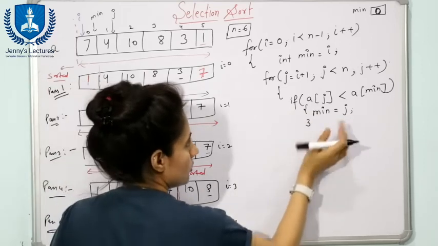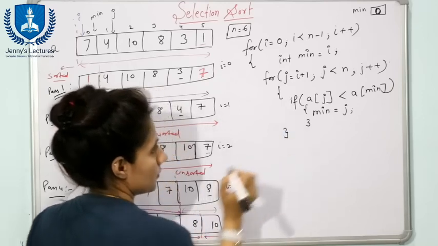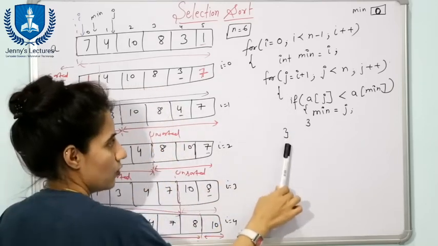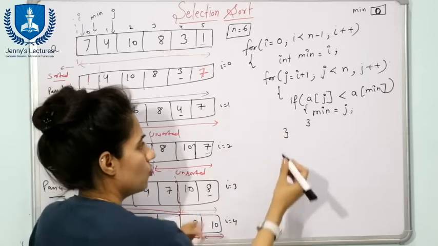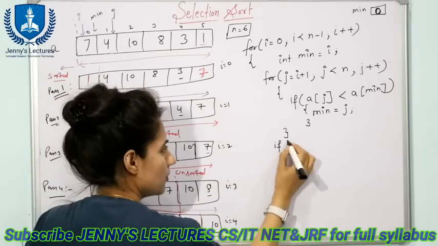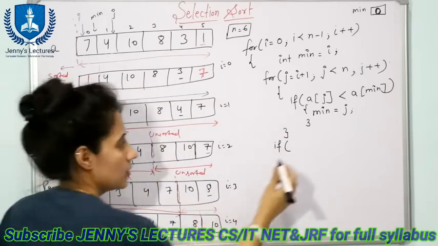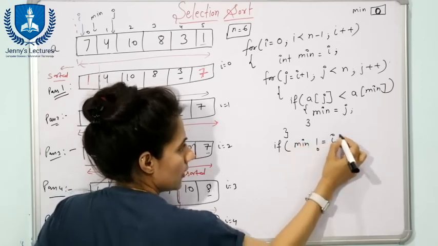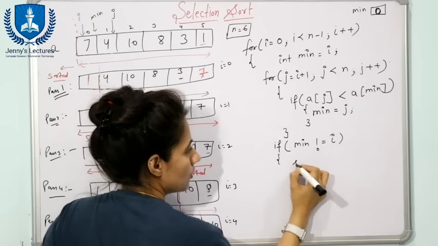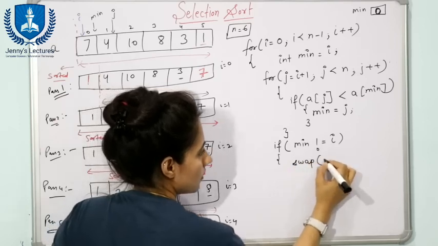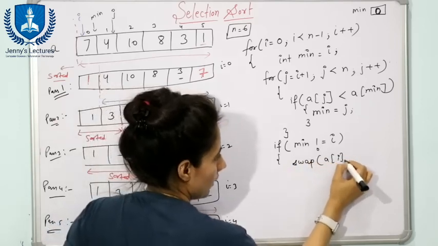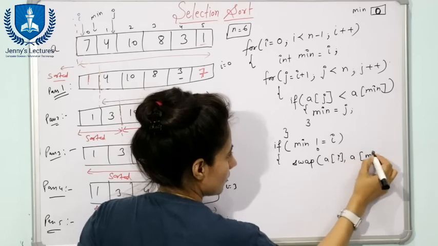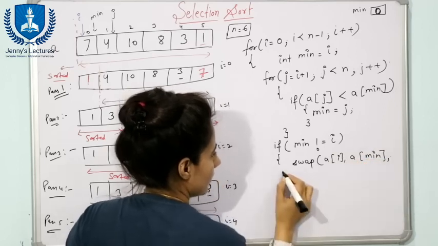Okay. Now see, I will close this for loop, and after this for loop you will check if min is not equal to i, then what you will do? Swap a of i and a of min.